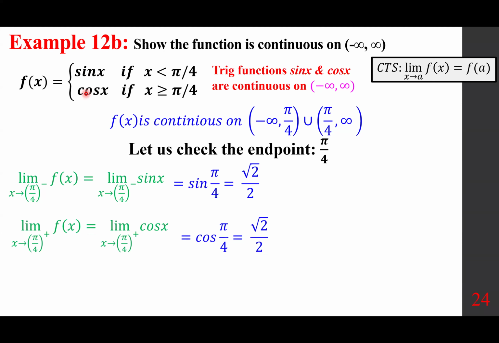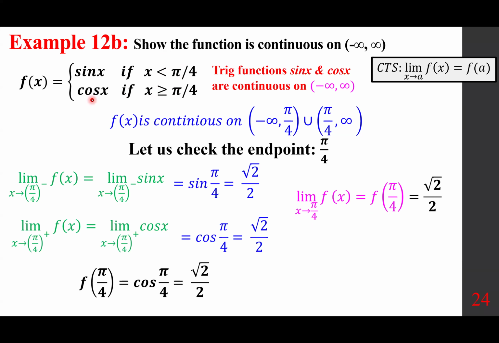Which means f of pi over 4 is cosine of pi over 4 equals square root of 2 over 2 as well, simply because the last part is to look at the equality. That is the functional value. By any chance, if we don't have any equality, that means f of pi over 4 is missing. If we have equality, the one that has the equality is the function you use. F of pi over 4 is cosine of pi over 4, which is square root of 2 over 2.